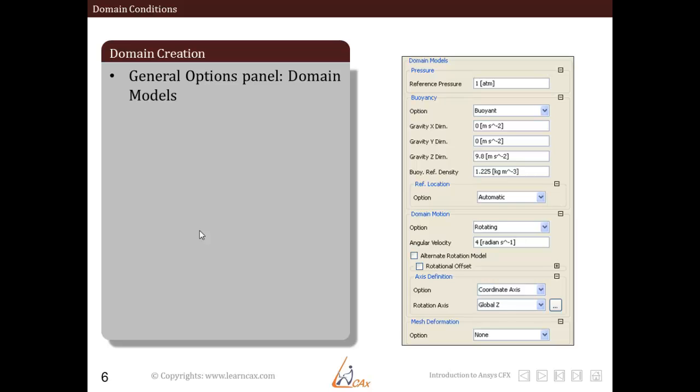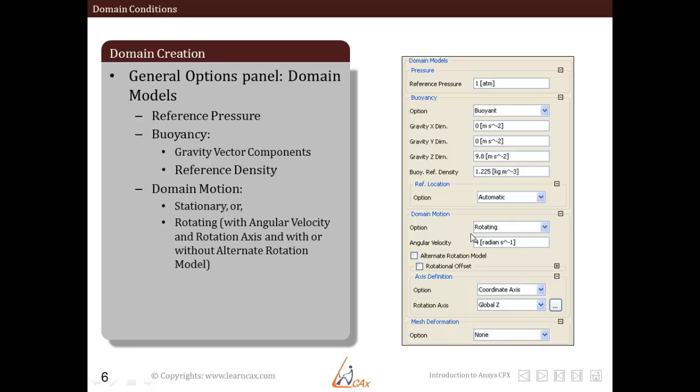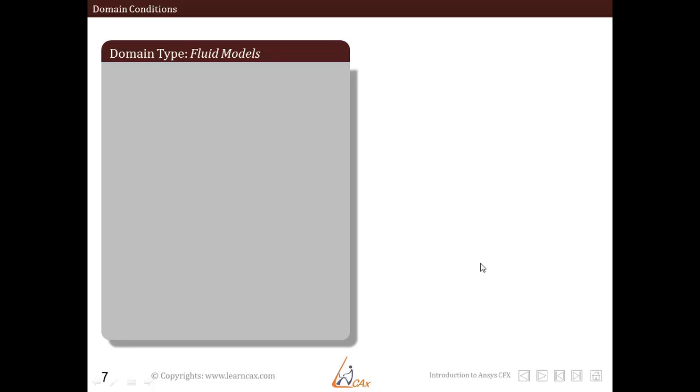Now we will see the second tab, which is domain models. In domain models, the first setting is reference pressure, which is used for various calculations, whether we want to calculate gauge pressure or any other pressure. Then we select buoyancy, whether we want to consider buoyancy effects or not, and if we do, we give the gravitational acceleration and its direction, and also the reference density for buoyancy calculations. After that the input is domain motion, where we can define whether our CFD domain or volume is rotating or stationary, and if it is rotating, what angular velocity it has. So that is basically for the different fluid models.